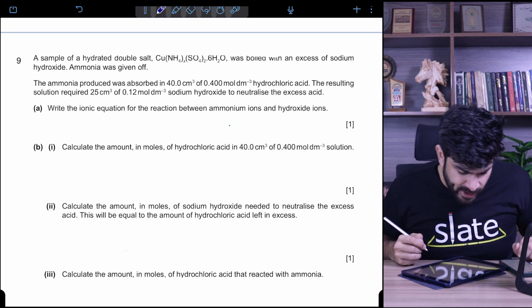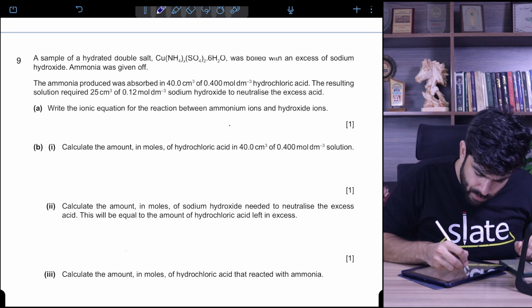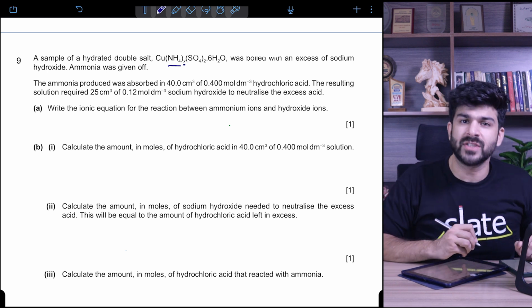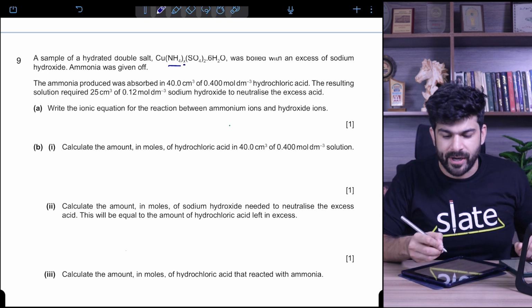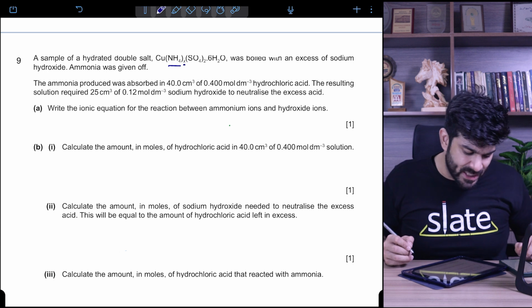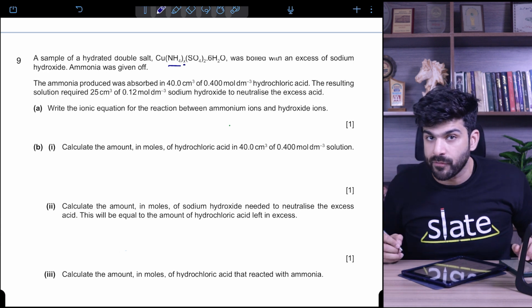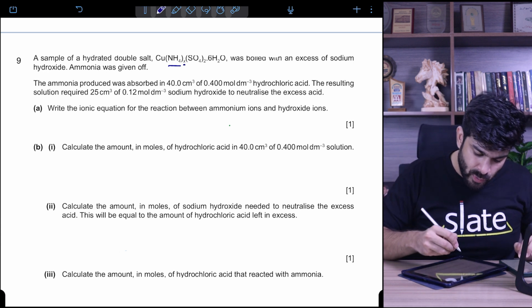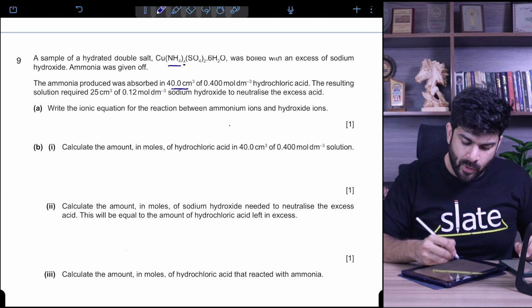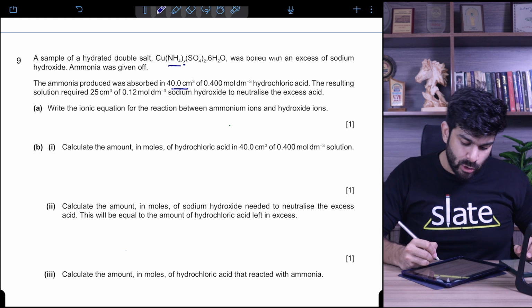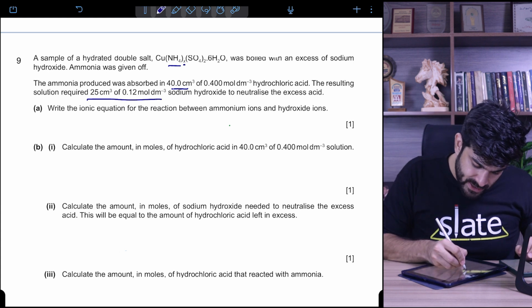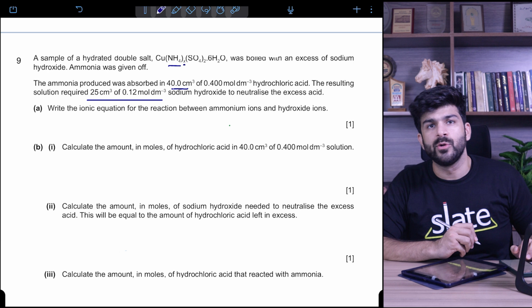A sample of hydrated double salt, copper ammonium sulfate, which is 2,6-hydrate. We don't have the value of X for ammonium. It was boiled with an excess of sodium hydroxide. Ammonia was given off. The ammonia produced was absorbed in 40 centimeter cube of 0.4 mole per dm³ hydrochloric acid. The resulting solution required this amount of sodium hydroxide to neutralize the acid.